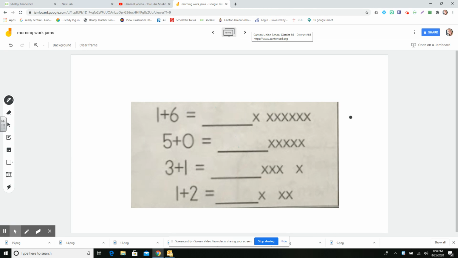Now we need to go through and do our addition facts. 1 plus 6 equals 7. 5 plus 0 equals 5. 3 plus 1 equals 4. And our last one, 1 plus 2 equals how many? Right, 3. Good, so those are our addition facts.